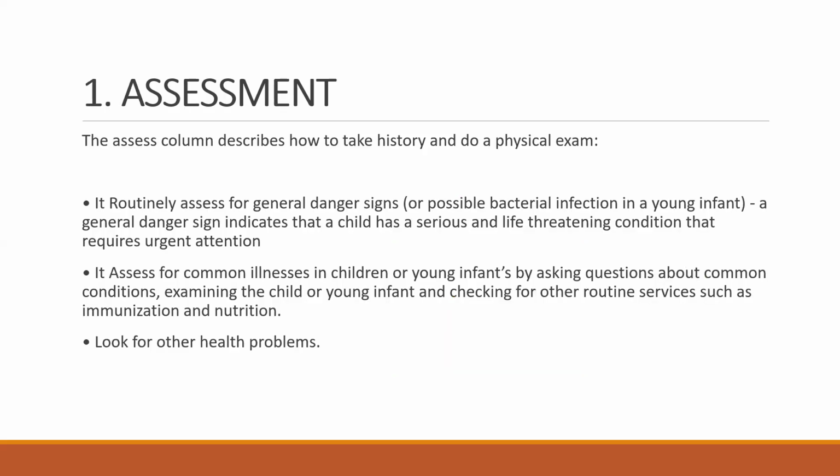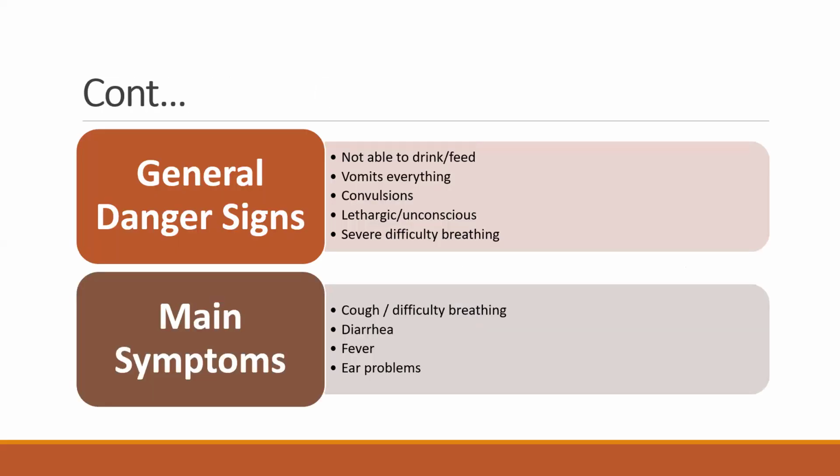The assessment column describes how to take history and to do a physical examination. It routinely assesses for the general danger sign or possible bacterial infection in a young infant. A general danger sign indicates that a child has a serious and life-threatening condition that requires urgent attention. It assesses for common illnesses in children or young infants by asking questions about common conditions, examining the child or young infant, and checking for other routine services such as immunization and nutrition. And it also looks for other health problems.